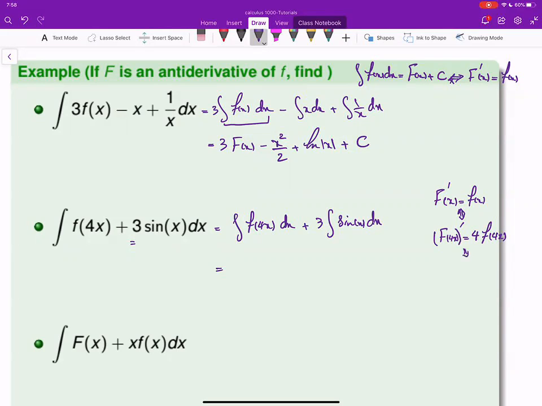And this is the same thing as saying the integral of f of 4x dx. This 4 is a constant, I can divide it to the other side. It's 1 over 4 capital F of 4x plus c, and that is what we have here, plus the integral of sine x, which is negative cosine x. So I will write minus 3 cosine x plus c.